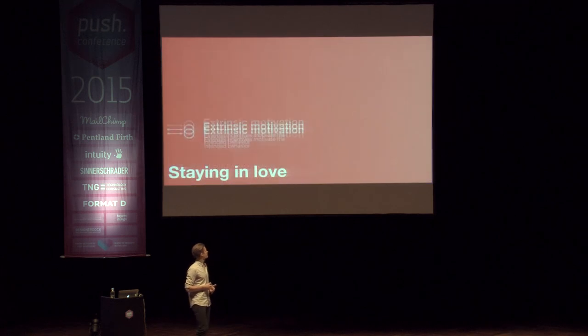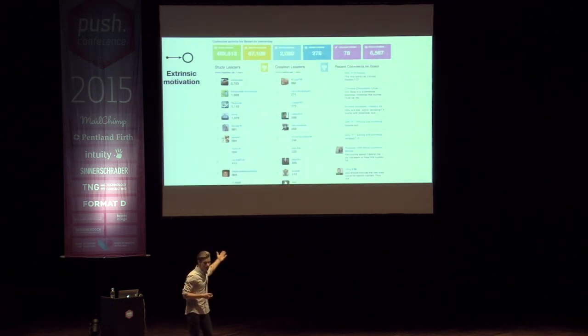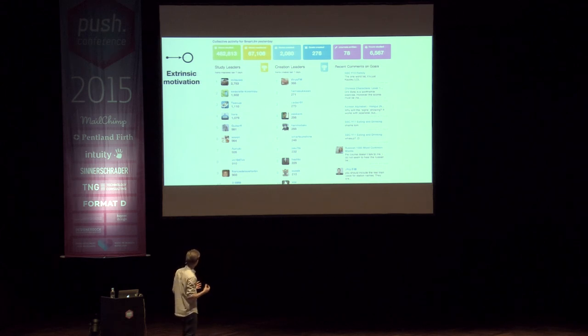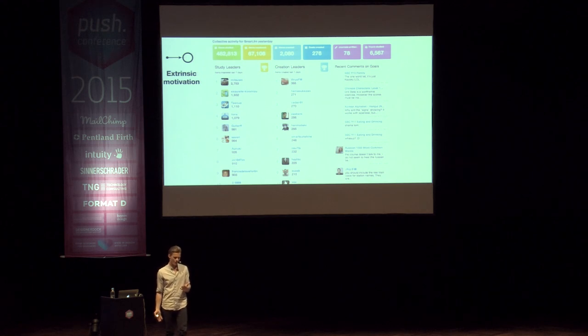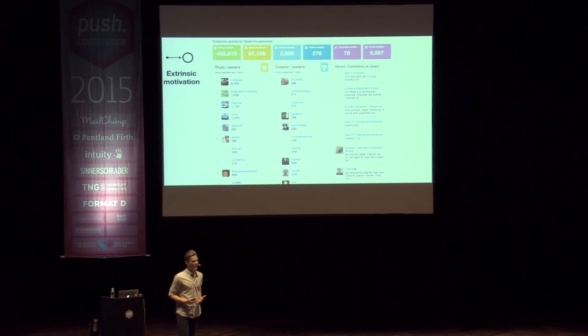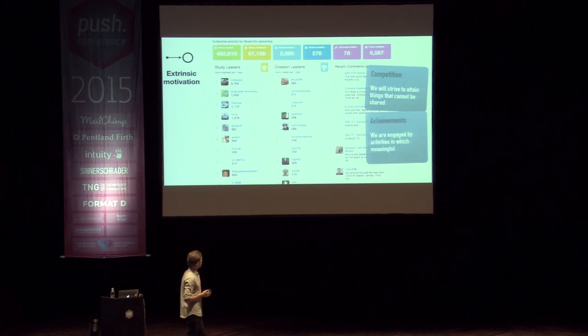So that's tangent motivation. What about extrinsic? Extrinsic could be high scores. That's a classic example. The problem with high scores is that only, in this case, 10 can be on the list. It's really motivating for maybe the top 20, but for the 1,000 people under that, it's actually demotivating. But it keeps some people going, at least. And that's probably also why they have six different high scores, right? So there's competition. We strive to be in that position. There's also the sense of achievement of being on the list.